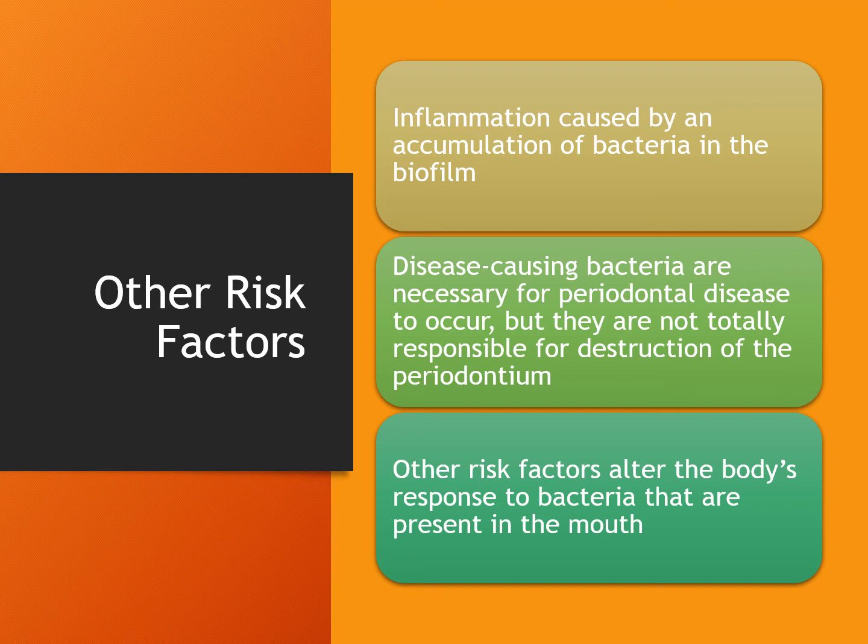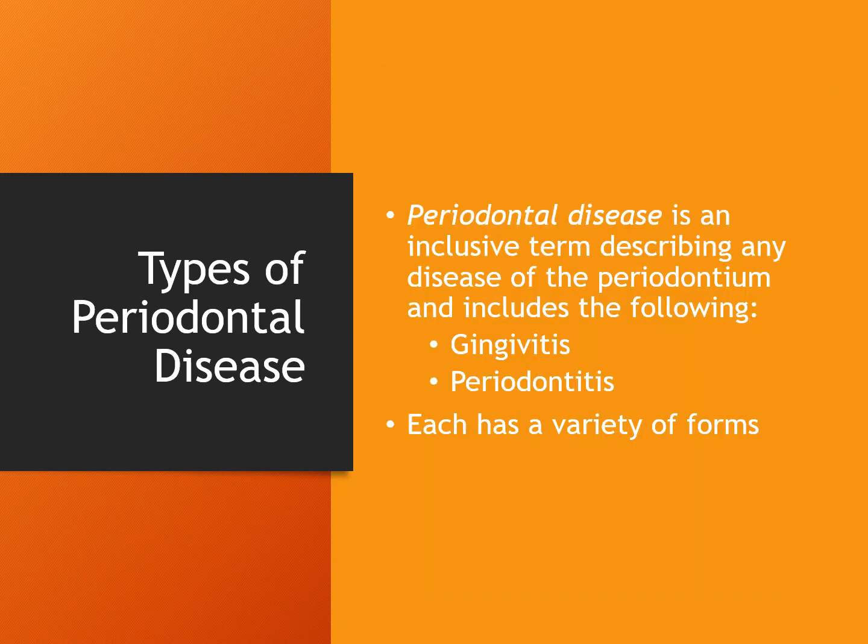These risk factors will determine the onset, degree, and severity of the disease. As the number of risk factors increases, the patient's susceptibility also increases. You can look at table 14.2 in your textbook, which lists the common risk factors for periodontal disease. Periodontal disease is divided into two types, gingivitis and periodontitis.